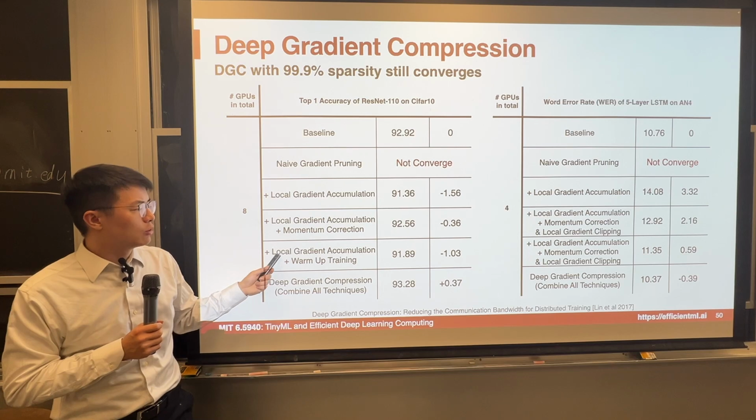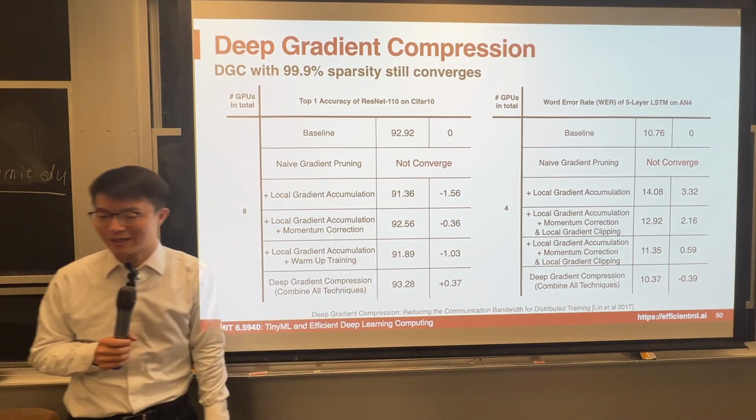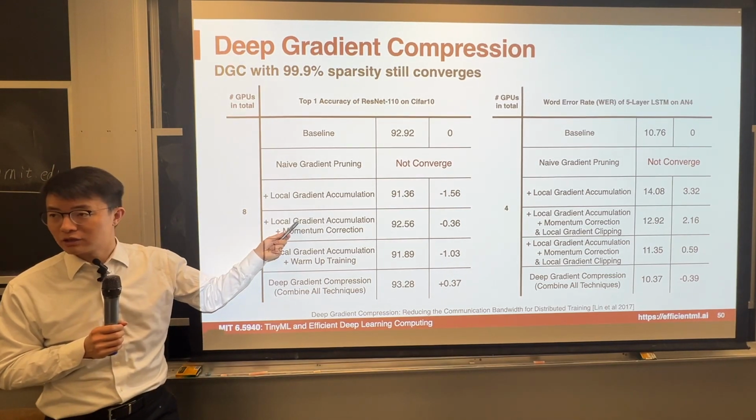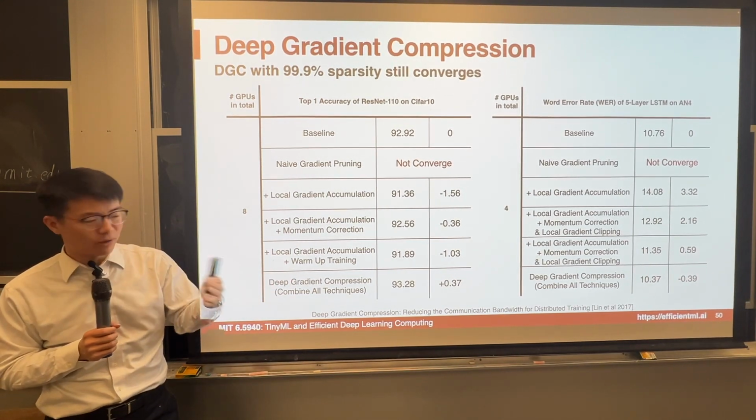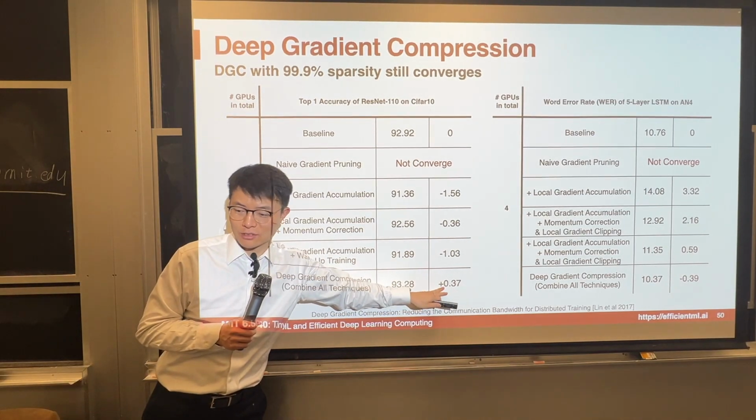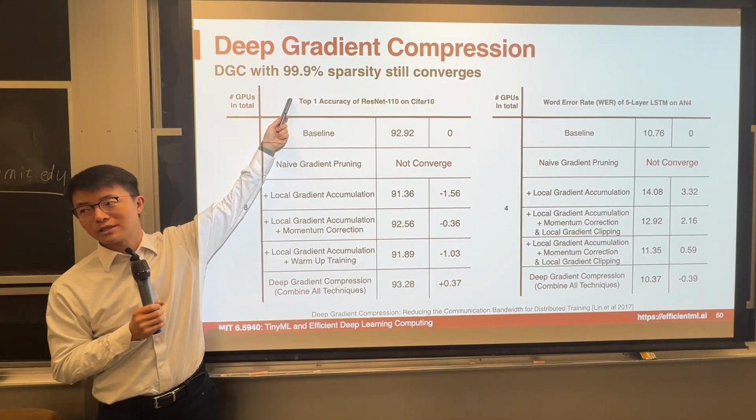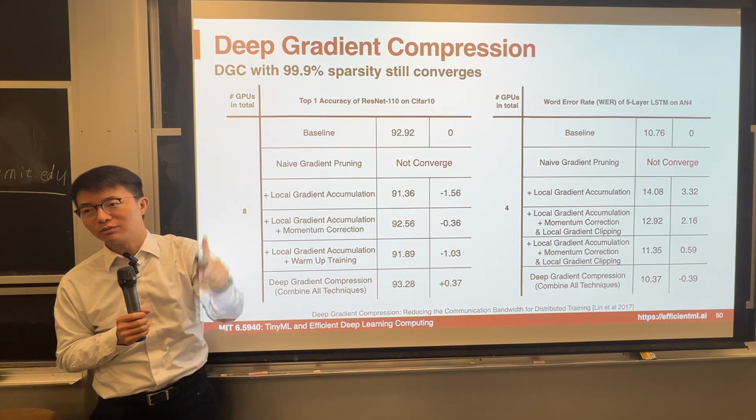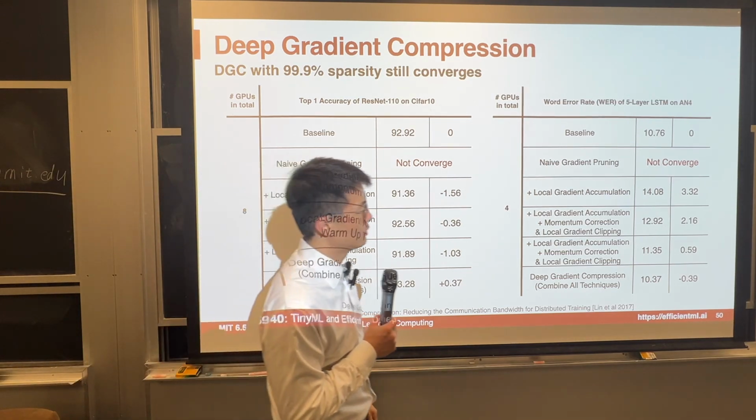And when we do local gradient accumulation plus warm-up, it's about a 1% gap. But if we put them together, combining the local gradient accumulation with momentum correction and warm-up training, we call it deep gradient compression, and we can match the accuracy. Despite having 99.9% sparsity, meaning that among 1,000 gradients, we keep only one. We send out only one gradient value.